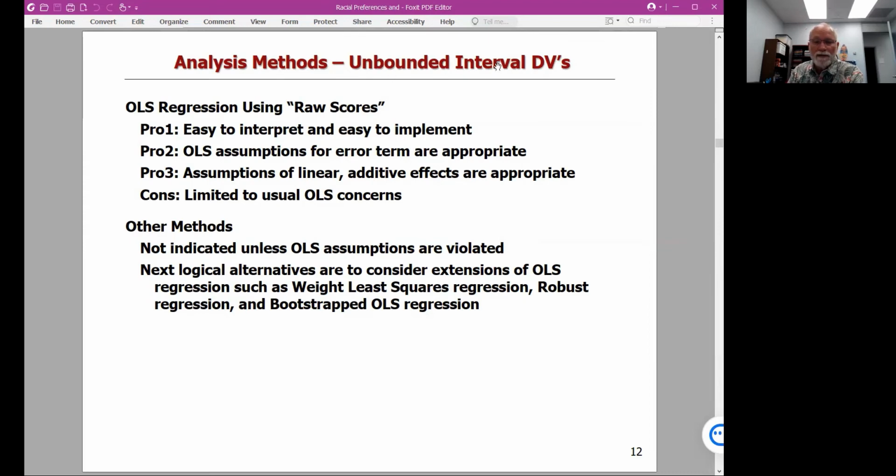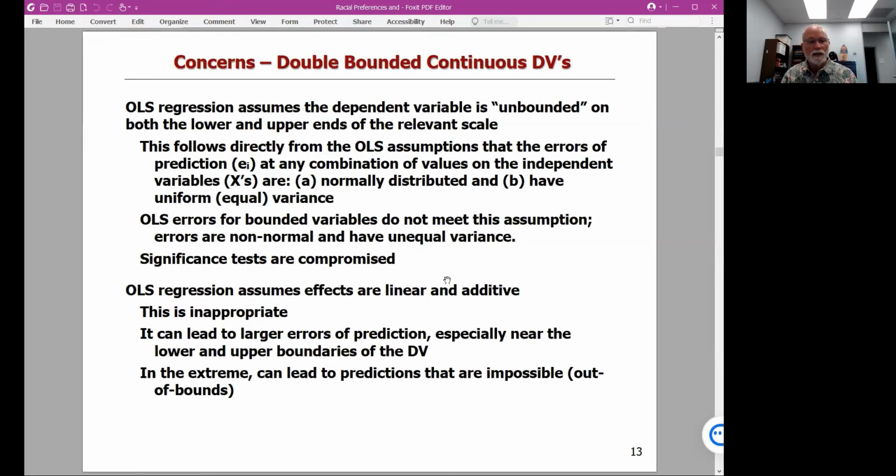For this kind of variable, there are no other methods that are superior to OLS regression unless some kind of a problem has come up with our OLS estimation, and then we might turn to variations on OLS regression, extensions into weighted least squares, robust regression techniques, and bootstrap regression.